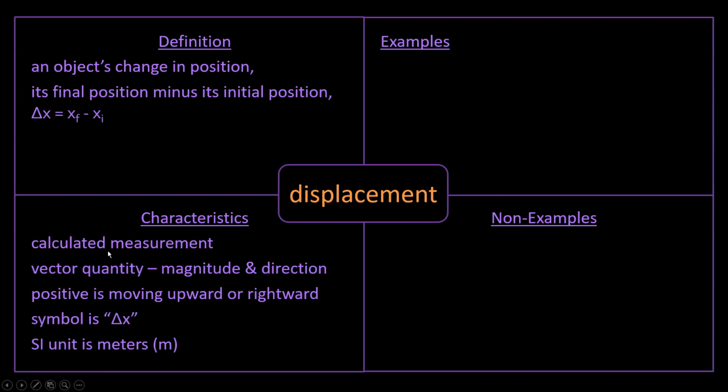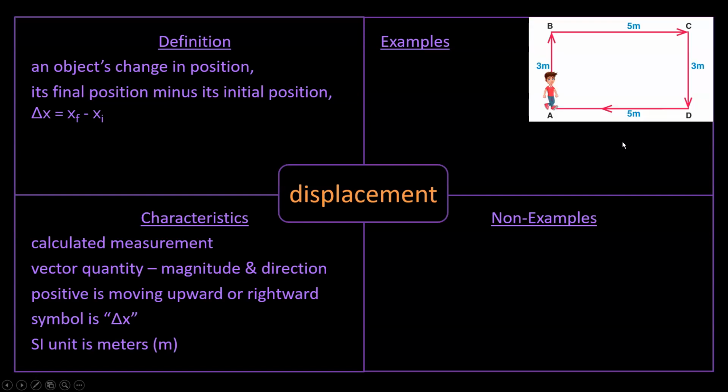Characteristics: this is calculated. We can't measure the change in position directly. We have to measure the final position and the initial position and then do the subtraction. That's why we call this a calculated measurement. It's a vector quantity, has both magnitude and direction. Once again, positive is moving upward or rightward. The symbol is delta x, and the SI units are meters.